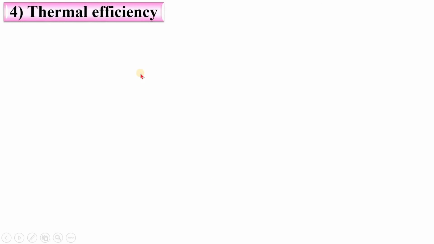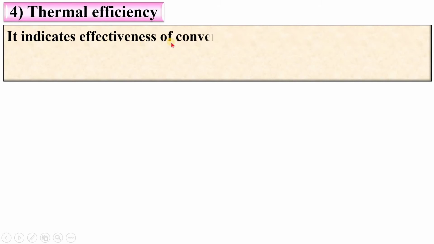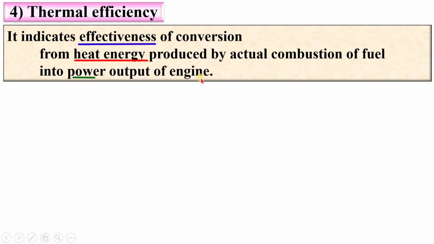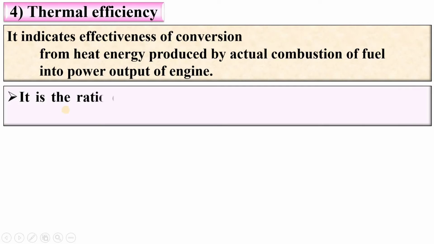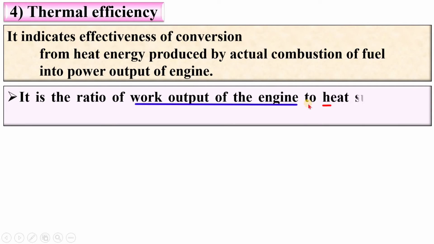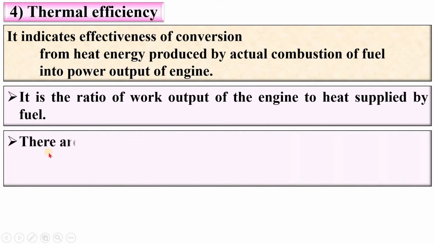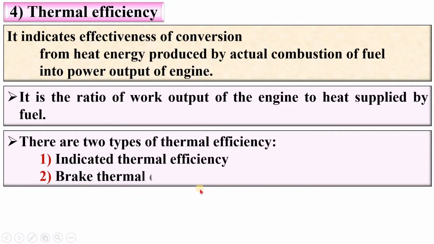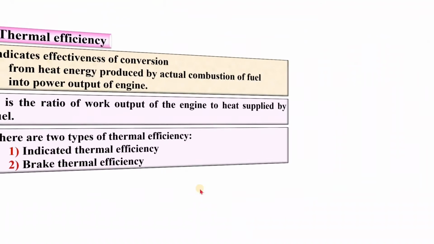Now next, thermal efficiency. It indicates the effectiveness of conversion from heat energy produced by actual combustion of fuel into power output of the engine. It is the ratio of work output of the engine to heat supplied by the fuel. There are two types of thermal efficiency: indicated thermal efficiency and brake thermal efficiency.